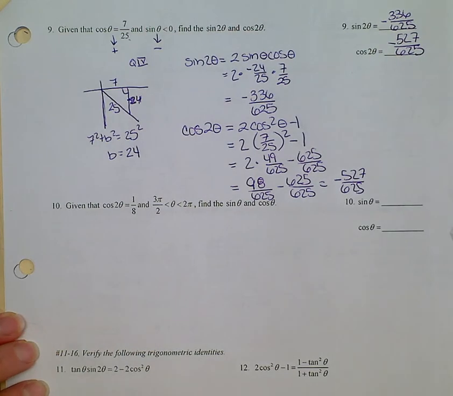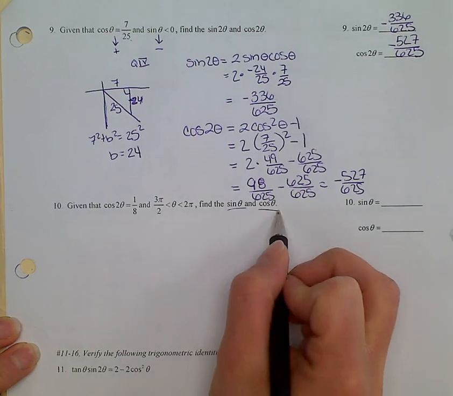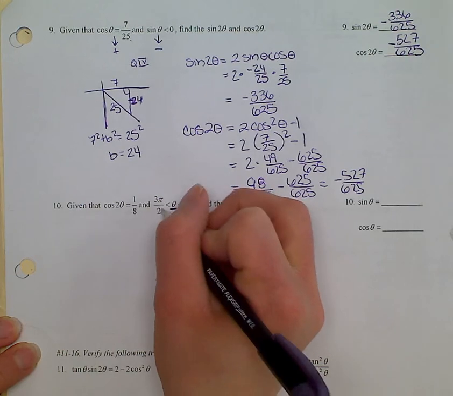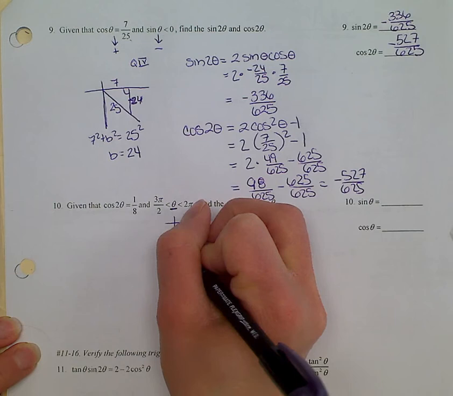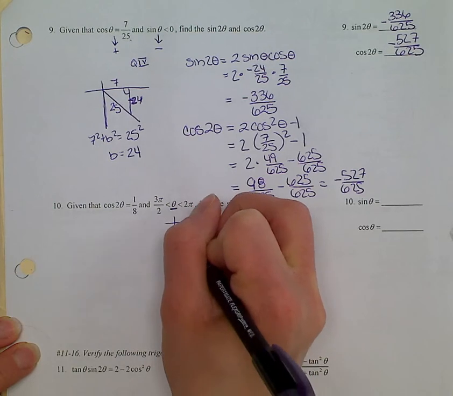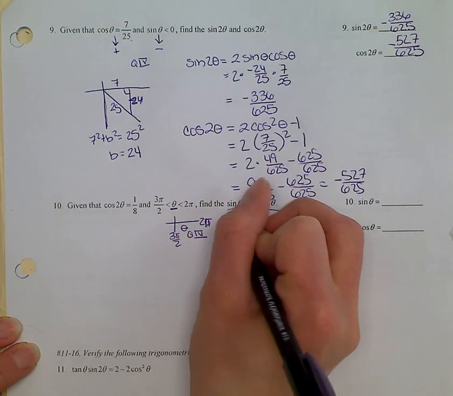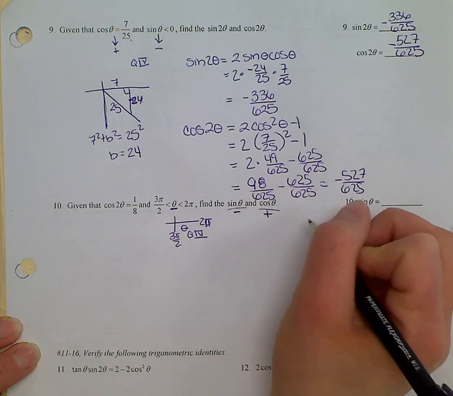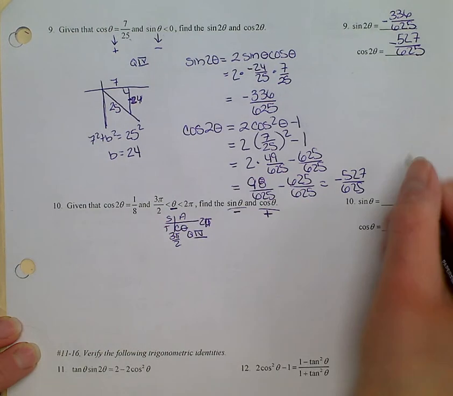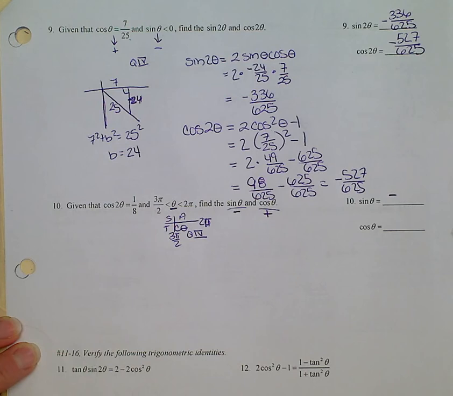Number 10, we're going to be solving for the sine of theta and the cosine of theta. But what we're told is that theta is between positive 3 pi over 2 and 2 pi. This means that theta is in quadrant 4, which means that our sine of theta will be negative and our cosine of theta will be positive because of our awesome stag trig class. Okay, so the cosine is positive, the sine is negative.